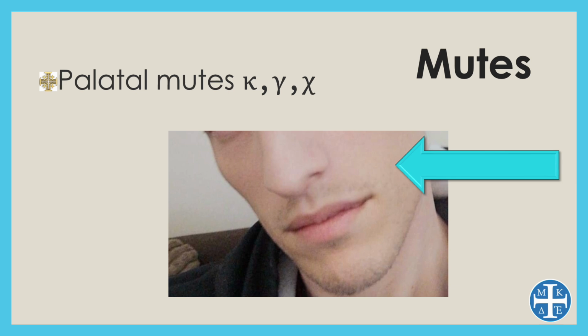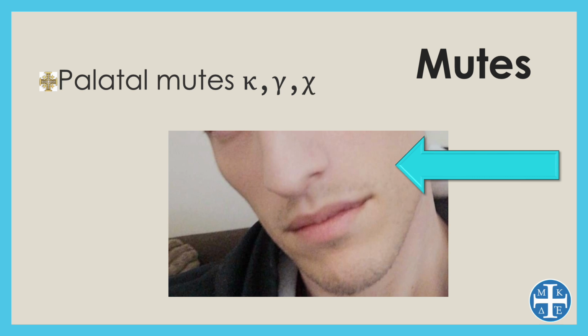Then lastly, there are the palatal mutes, which, as the name suggests, engage the palate, the roof of the mouth, and are spoken more from the back towards the middle of the mouth. They are kappa, gamma, and chi. Both kappa and chi have a k sound, and gamma, like the English G, gives us a g sound.